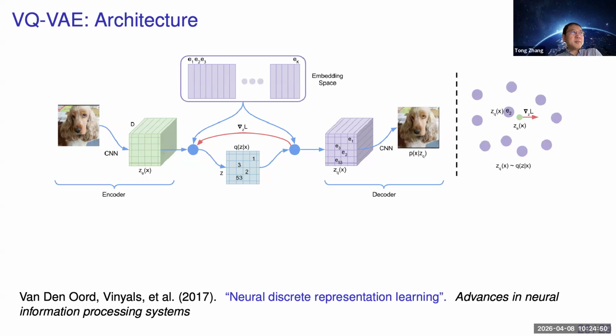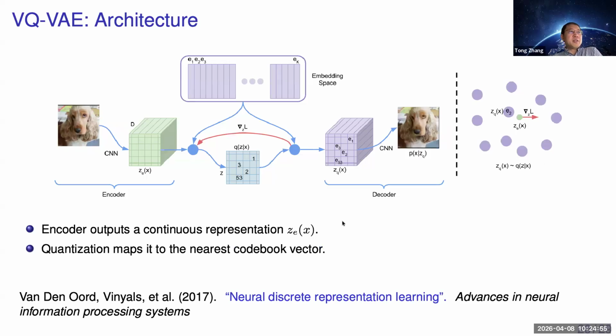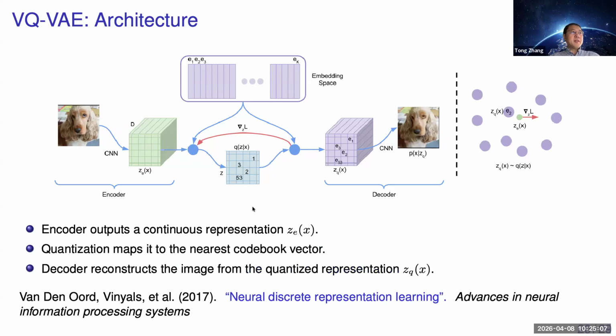Basically, that's it. The encoder outputs a continuous representation, which is Z_e, right? Quantization maps it to the codebook, where you have a k-means objective to make a small residual, and the decoder reconstructs the image from the quantized vectors. Quantized is e1, e2, whatever is in the codebook. Okay, so this is how it's done.